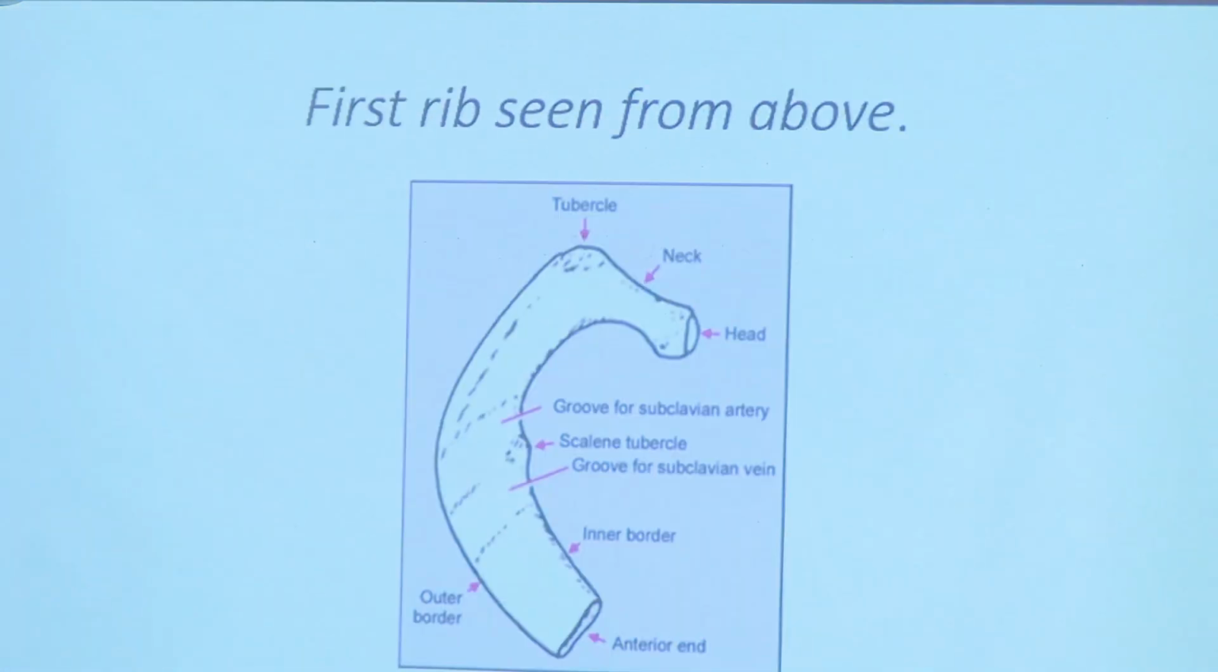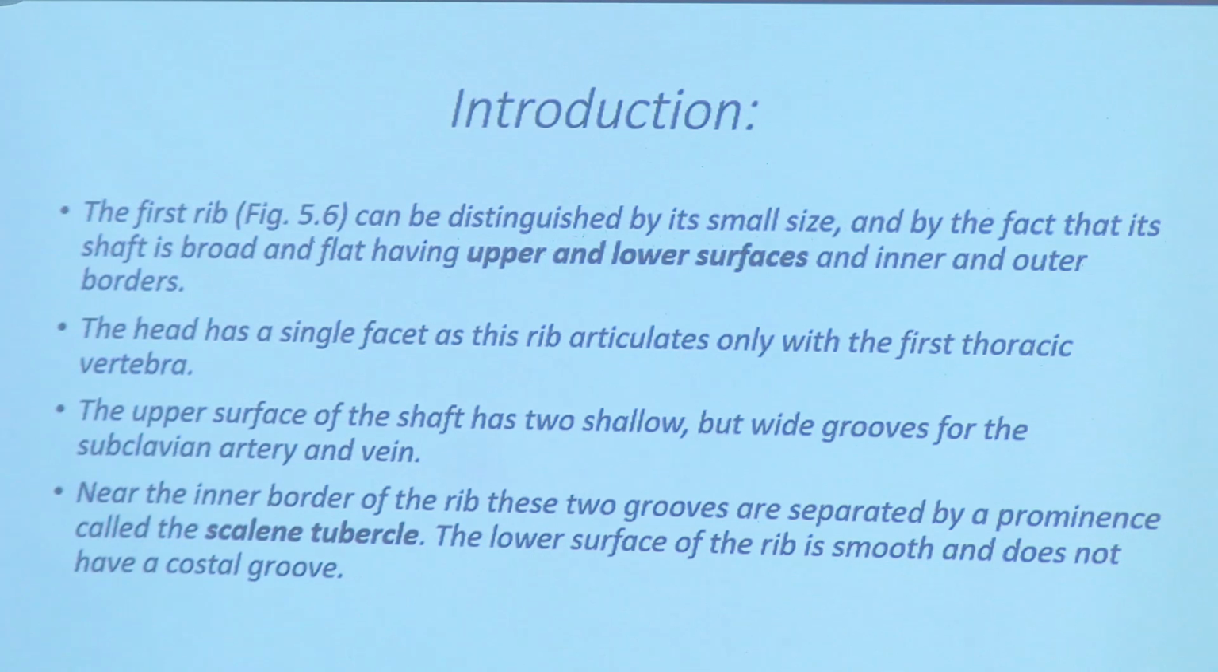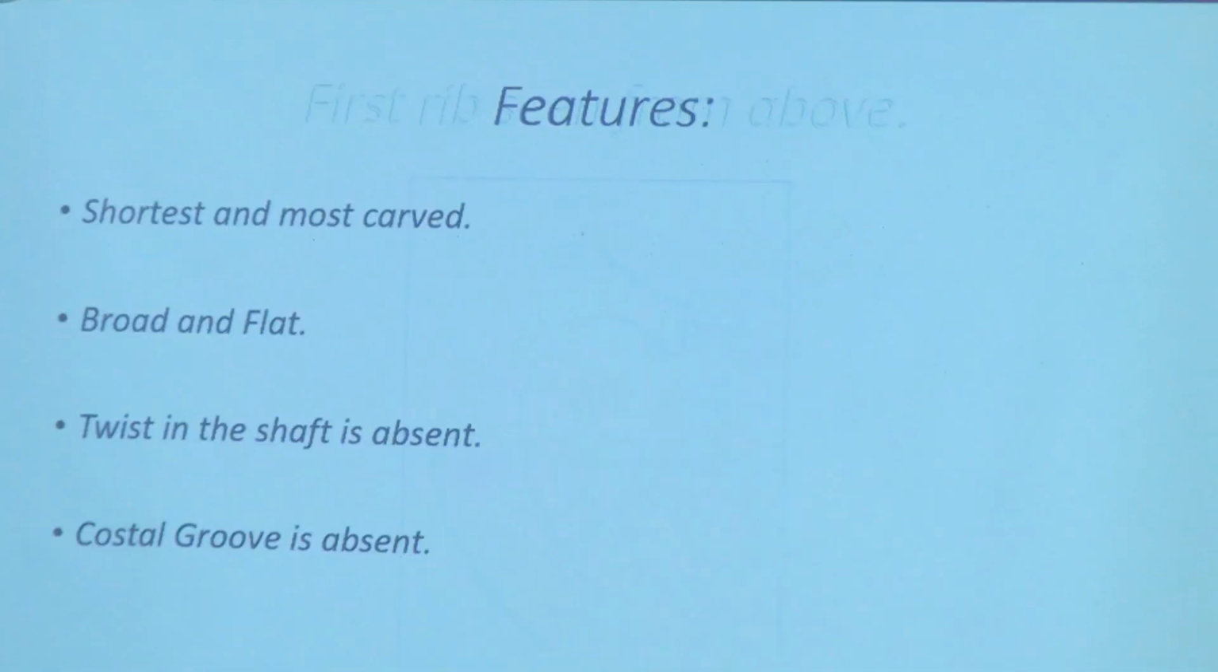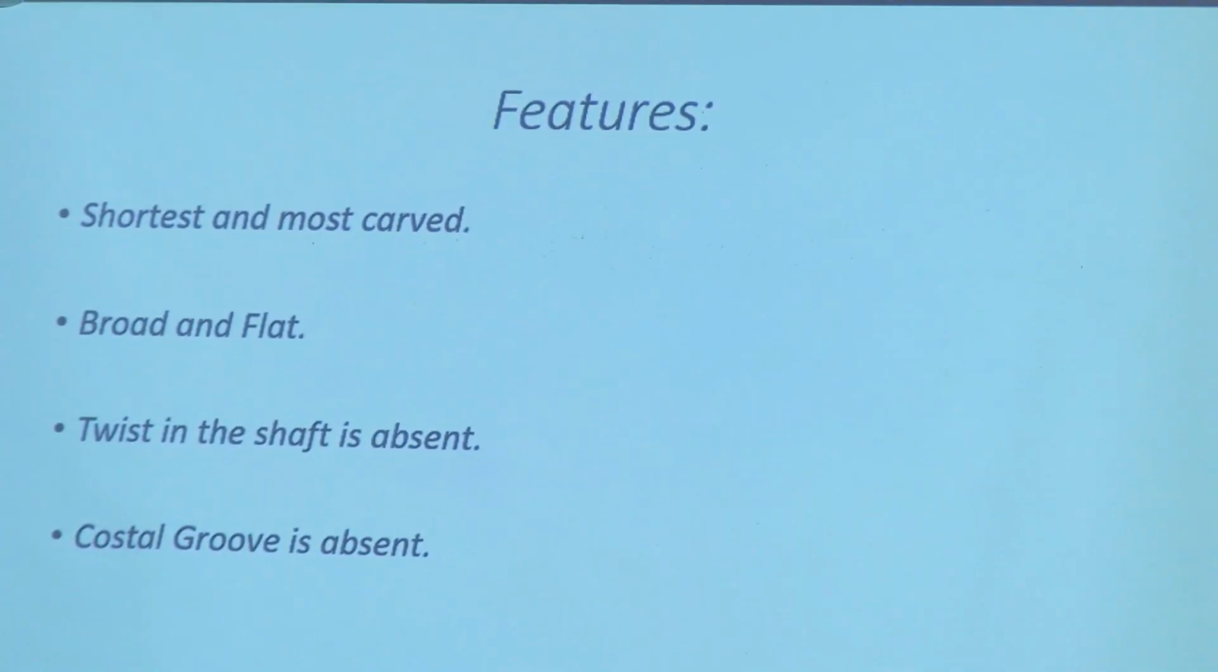A quick recap then. First of all, this is smallest and the most curved, closer to the anterior, posterior, and this group is for subclavian artery. It contains subclavian artery and which part of brachial plexus? Lower trunk of brachial plexus. Lower trunk of brachial plexus.